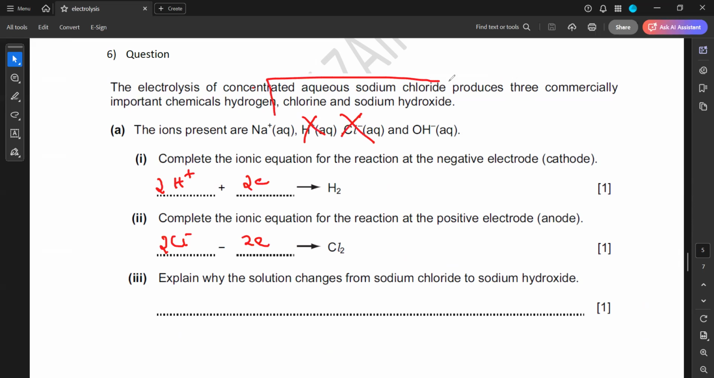So what we are left with as an electrolyte is Na and OH, so it will become sodium hydroxide. Why does the solution change from sodium chloride to sodium hydroxide? We will say the hydrogen and the chloride ions are removed from the electrolyte, or discharged. That's why the solution turned into sodium hydroxide.